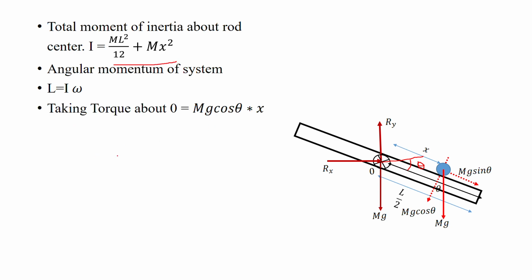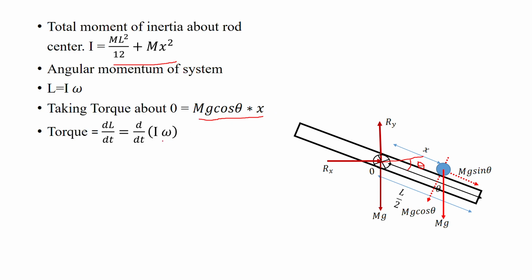Now if we take the torque of the system, Rx, Ry and this capital Mg, these torques will be 0. The only torque that will be there will be Mg cos theta into x, that is the component of force perpendicular to the rod will exert a torque, and the moment arm will be x, so it is Mg cos theta into x.